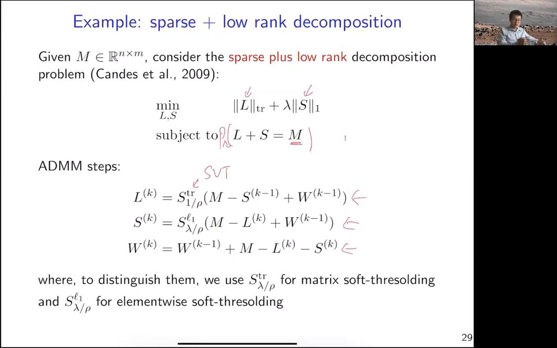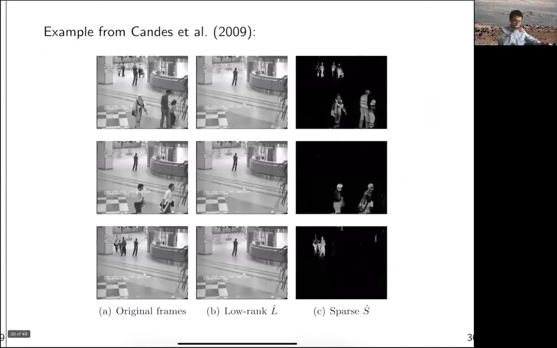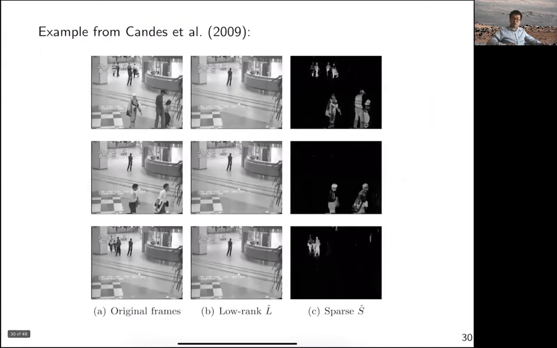Do a singular value decomposition and then shrink the singular values. And this, the standard coordinate-wise soft-thresholding operator. Both can be implemented quite efficiently in practice. Here are some of the outcomes of this for foreground and background detection on the video surveillance.